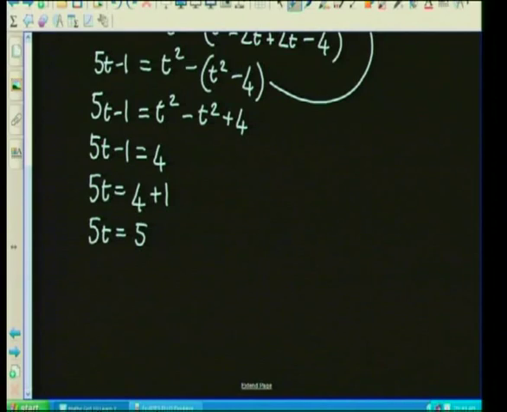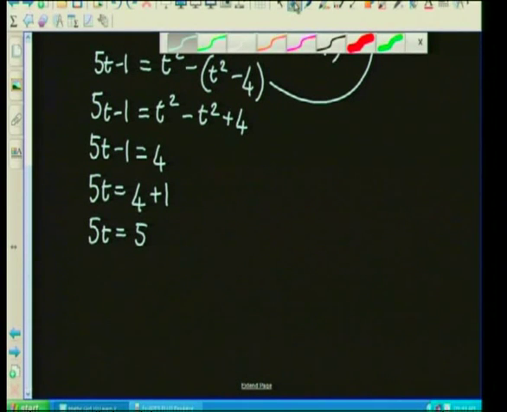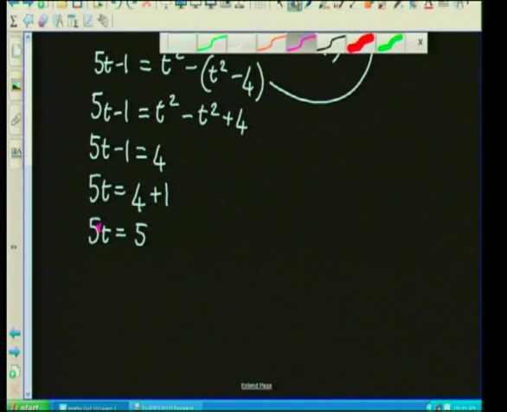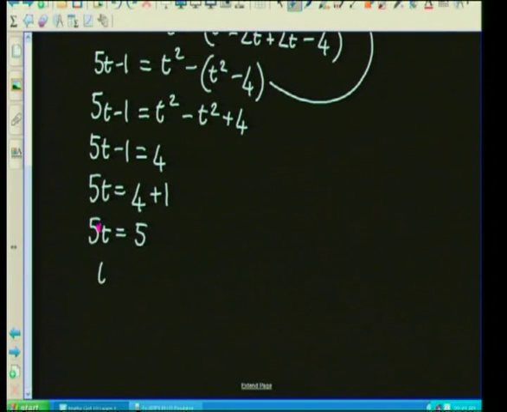The last step is to get rid of the 5, and what is it doing to the t? It's multiplying. So if we wanted to get rid of the 5, we would have to divide both sides by 5, meaning t would be equal to 5 divided by 5, which means that t is equal to what? Let's do the next question.